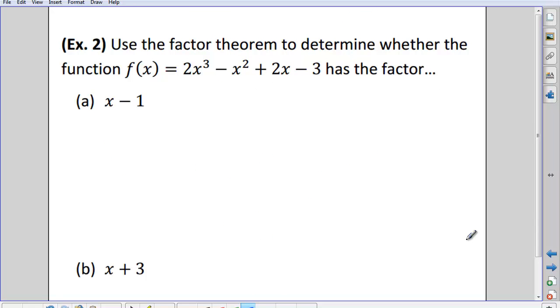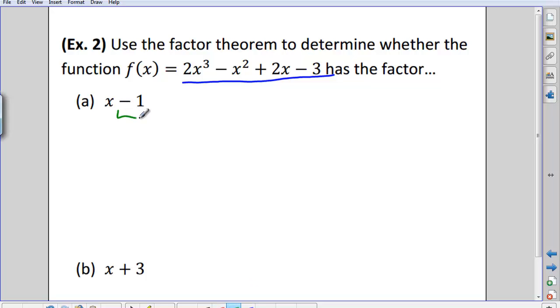Now, example 2 says use the factor theorem to determine whether the function f of x has the factor x minus 1 or x plus 3. So it's almost the same question, but instead of asking about the remainder, we want to know, is x minus 1 a factor of this polynomial right here? The way we do that is use this synthetic division.